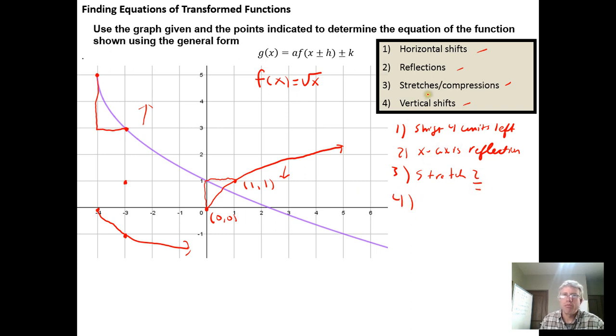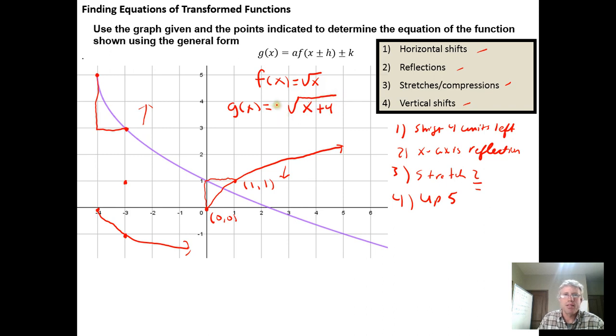And then vertical shifts. Yep, it looks like this has been moved up 5 units. So up 5. And then once you've identified the transformations, you build your function g of x. G of x looks like the function that's built from the square root function by shifting 4 units to the left. So to shift 4 units to the left, it's going to be x plus 4. We add 4 to the input variable.